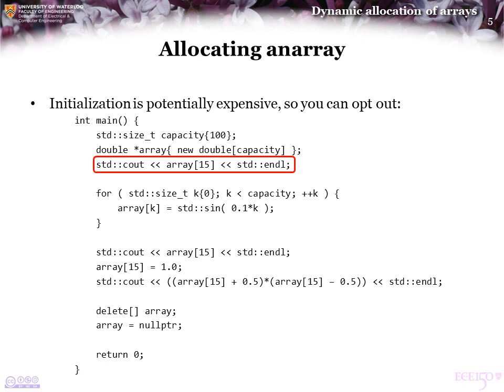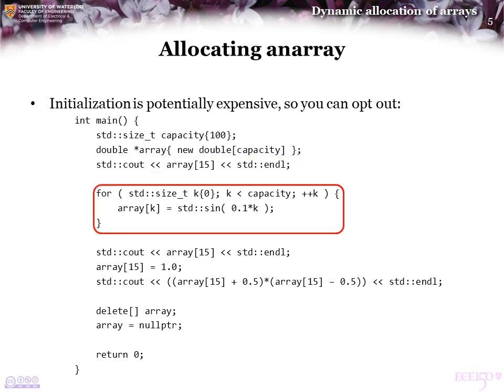Now, if we print out, say, the 15th entry of the array, whatever is there is going to be interpreted as a double. So there's a whole bunch of random ones and zeros, and whatever they happen to be, that is what is going to be interpreted as a double.